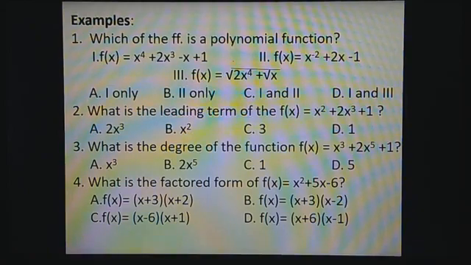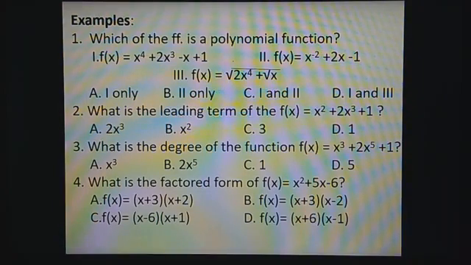Number 4. What is the factored form of f of x is equal to x squared plus 5x minus 6? Yung iba, kaya siya ang agad-agad i-factor by just looking. And since meron naman tayong choices, A, B, C, and D, analyze the factors. Kasi, ang last term natin is negative 6. Kung ang last term natin ay negative 6, hindi na pwede si letter A.